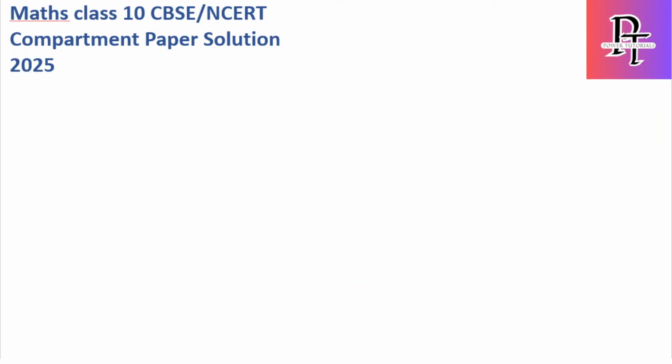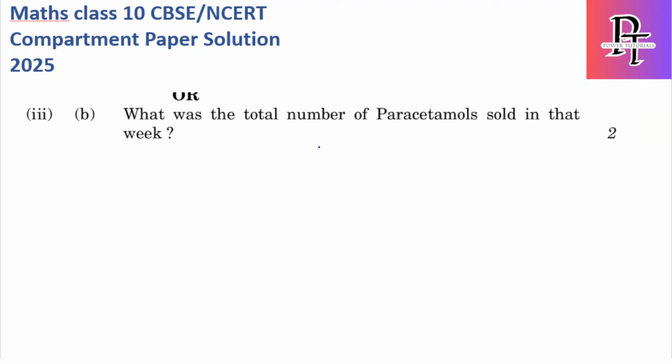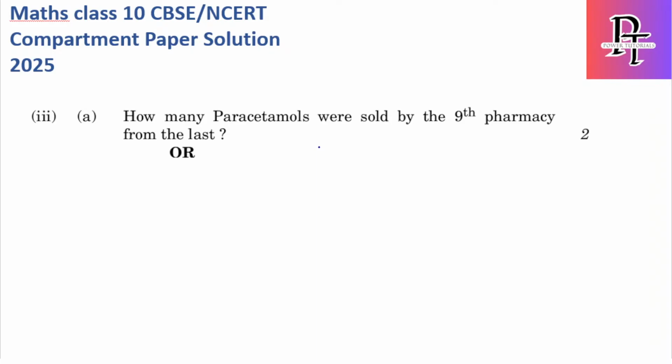Move to the third one. So third we have A or B. How many paracetamols were sold by the 9th pharmacy from the last? Okay, this is easy only. What about the next one? What is the total number of paracetamols sold? So it is Sn. Whichever you feel more confident, you can solve it. But let's solve one by one. Solve from last. If they ask that, what we have to do is just reverse the series.